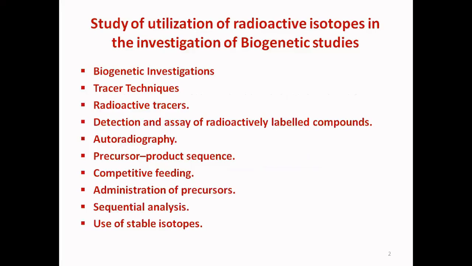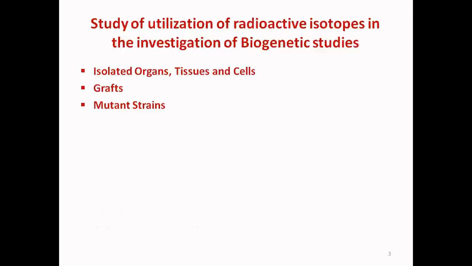So in this, we are going to understand in detail introduction to biogenetic investigation, tracer techniques, radioactive tracers, how to detect and carry out the assay of radio-labeled compounds. There are different methods or techniques which are available. One of them is autoradiography. Then we are going to understand about the precursor product sequence, competitive feeding, administration of precursors, sequential analysis, use of stable isotopes, isolated organs, tissues, and cells, grafts, and mutant strains.